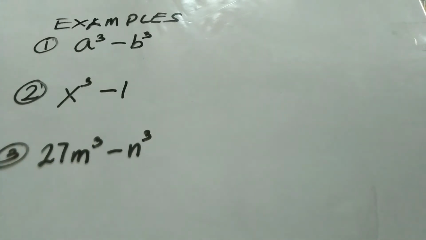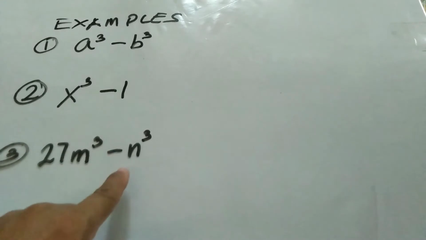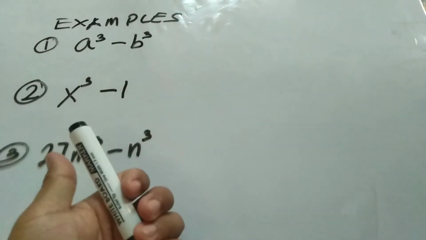Meanwhile, next is we do have these 3 examples. Okay? Number 1, a cube minus b cube. Number 2, x cube minus 1. Number 3, 27m cube minus n cube. Okay? So, ano po ang gagawin natin dito? Iko-continue lang po natin yung ginawa nating procedures doon sa unang part ng ating video.